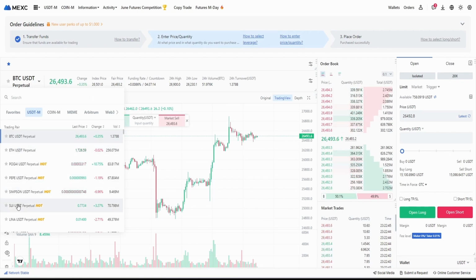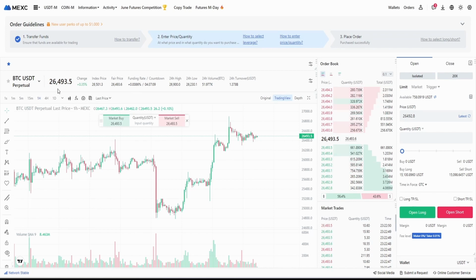Let's dive into it. Perpetual futures contracts are trading instruments that track the price of an asset, such as a cryptocurrency, without requiring you to own the actual asset. Now, here's the exciting part. With perpetual futures contracts, you can profit even when the price of the cryptocurrency goes down. This flexibility is one reason why they're so popular among traders.